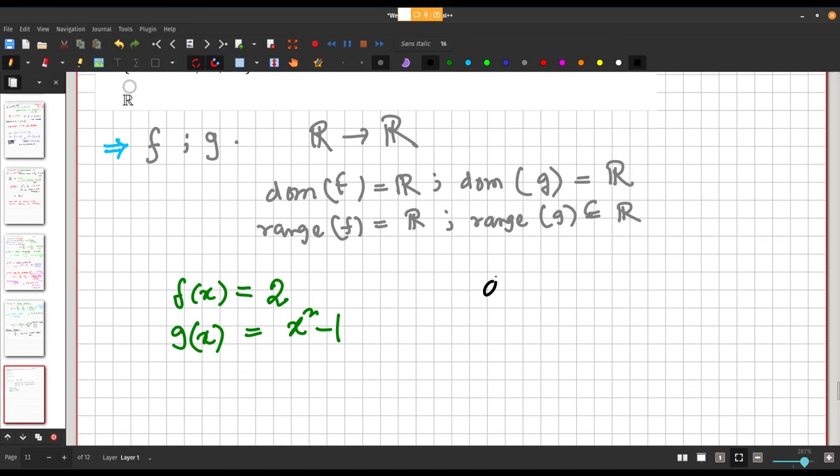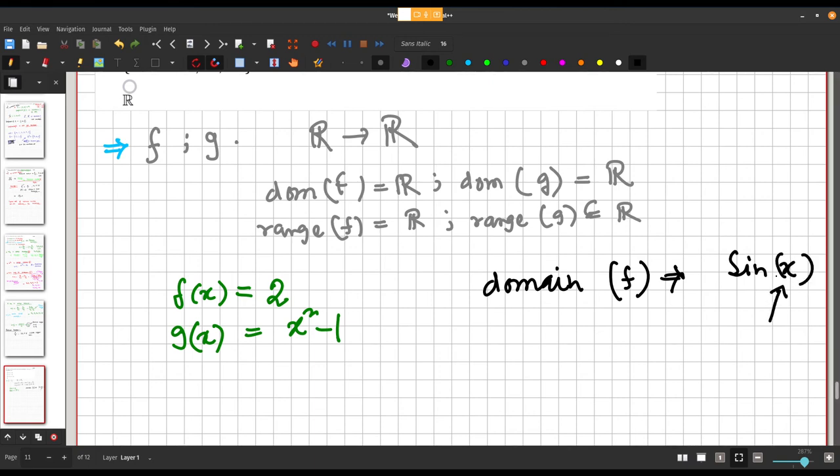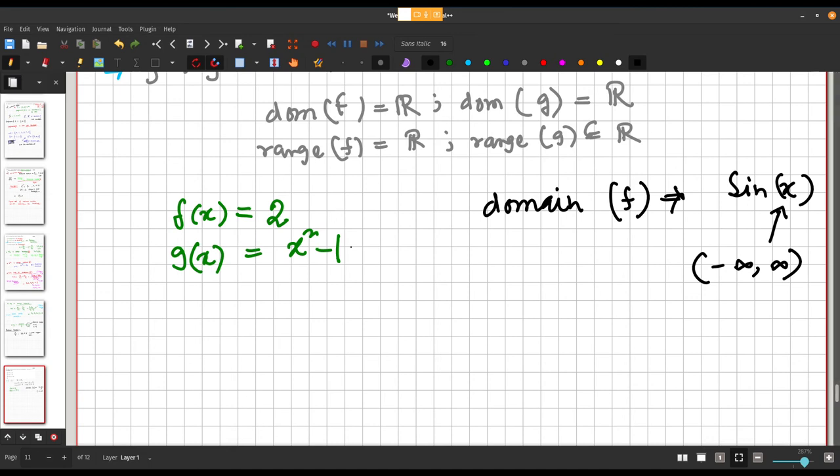So how do we define the domain of a function? The domain is basically a set where this function is defined. For example, if we take a function sine x, then we have to see what values x can take. X can take any value between minus and plus infinity, then sine will be defined. So here the domain of sine x is nothing but the set of real numbers.